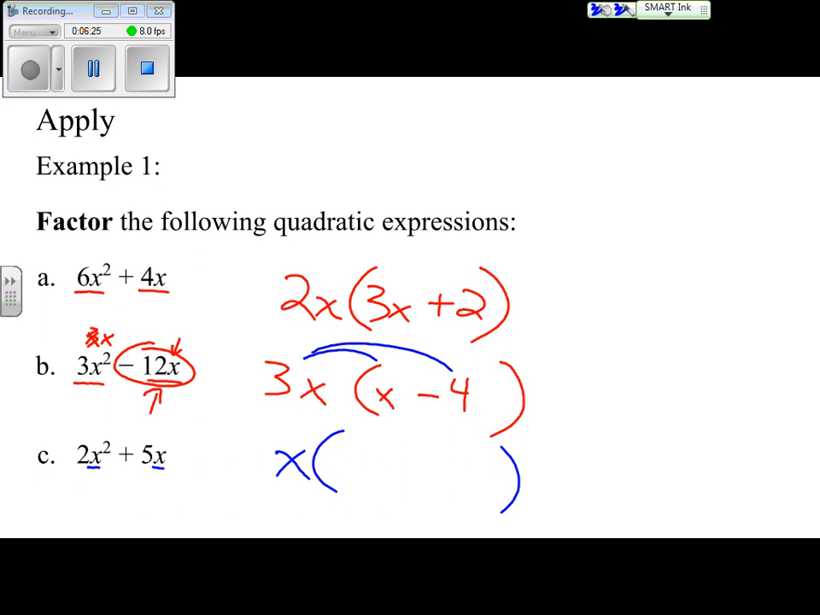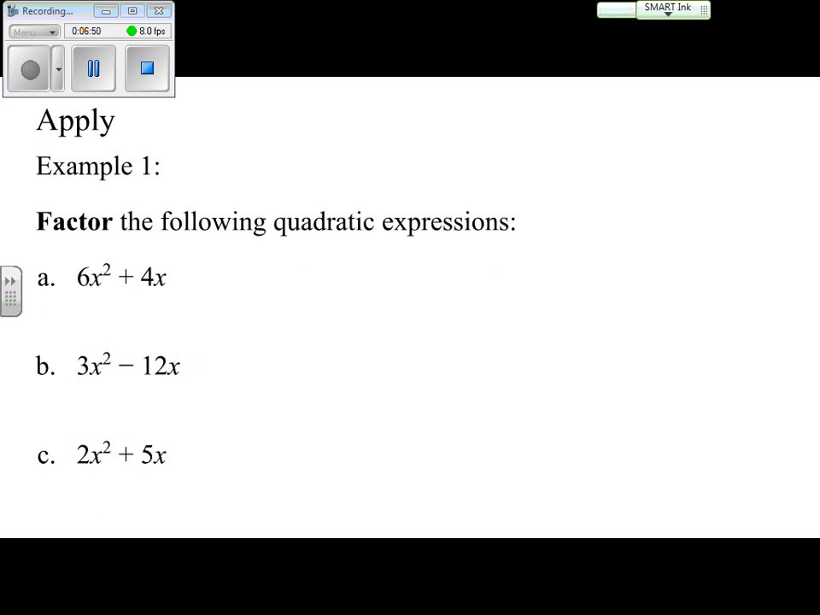So I had 2x squared as my first term, but I pulled out one of those x's. So I'm literally just sort of subtracting one of those exponents away. So now I just have 2x. And then finally, plus 5x, but I already pulled the x out, so it's just plus 5. And if I distribute that x again, I'm going to end up with 2x squared plus 5x. So once again, it all checks out. So that's monomial factoring. Again, we can do monomial factoring anytime we have a quadratic with no c term.